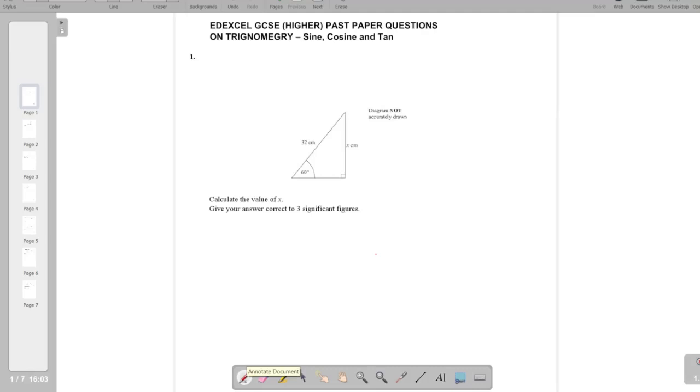These questions are based on basic trigonometry. So there are 7 questions there. Let's look one by one. First question, calculate the value of x. Give your answer to 3 significant figures.